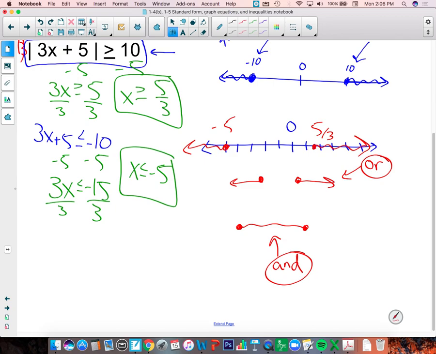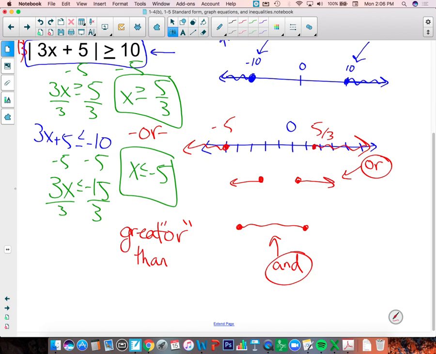So that means this is an or inequality. And a way you can tell by looking at it right away, you have a greater than sign. Okay, greater than. So if it's greater than, you know it's going to be an or inequality.